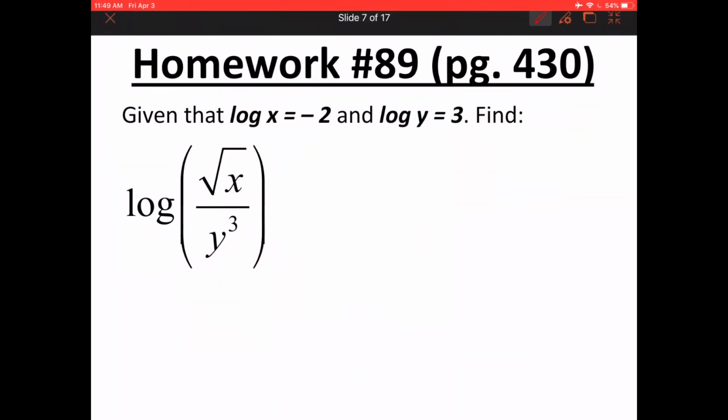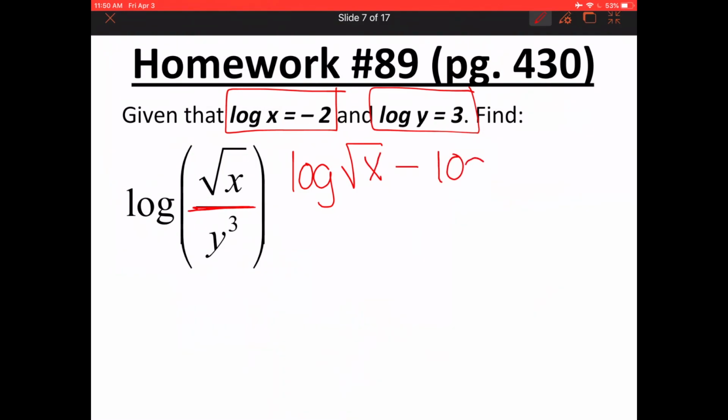Here is my next example. Given that log x equals -2 and log y equals 3, find the log of the square root of x divided by y cubed. So the first thing we want to do is separate these. We want to get log x alone and log y alone. So if I have division, I can separate these with subtraction. So I end up with log square root of x minus log y cubed.